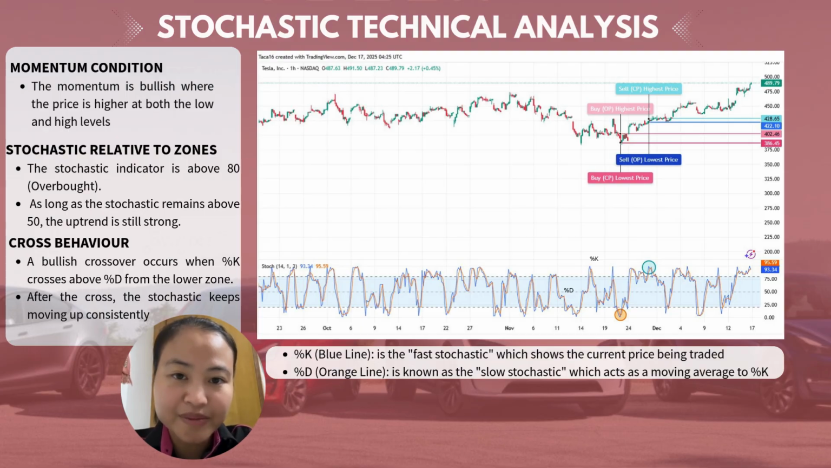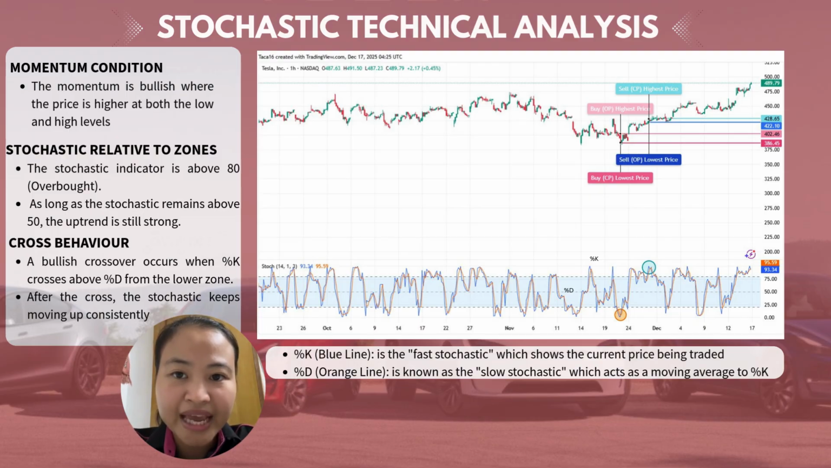Based on the chart, the momentum condition is bullish, as the price formed higher highs and higher lows, indicating strong buying pressure in the market. Next, looking at the stochastic relative to zone, the indicator is currently above 80, which indicates an overbought condition. However, as long as the stochastic remains above the 50 level, the uptrend is still strong and the bullish momentum is maintained.